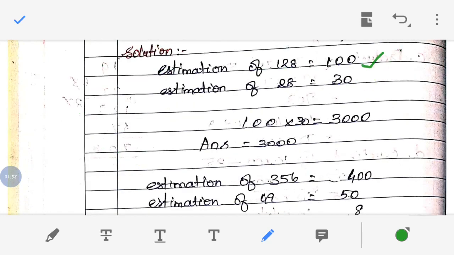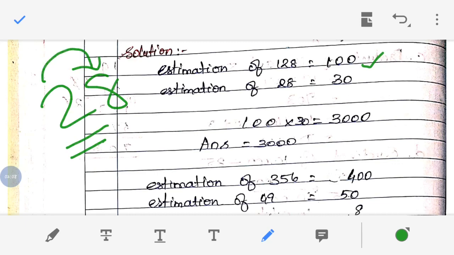Now we are going to perform the estimation of 28. For the estimation of 28, the higher place value is tens. Here the digit to the right is 8. If it is 5 or more than 5, we will add 1 to the underlined digit, right? So 2 plus 1, it will be 3 and the remaining digits will change to 0. So the answer will be 30. Now 100 into 30 will be 3000, right? So the answer is 3000. This is the answer for this product.